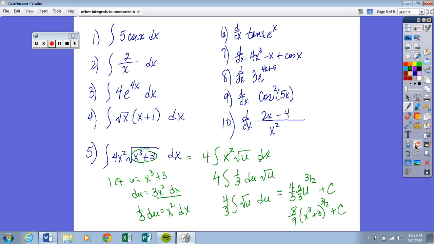If you're done and you got the derivatives, then just hit stop. But if you want to see me work the derivatives real quick, I'll do that as well.